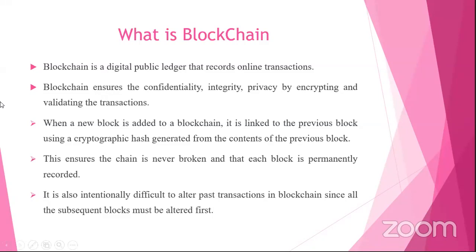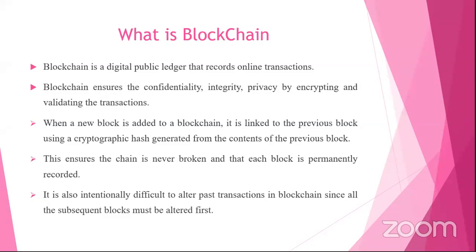Other services: blockchain ensures confidentiality, integrity, and privacy by encrypting and validating the transactions. Transactions here mean not only sending and receiving cryptocurrencies, but also things like deploying smart contracts, which is also a transaction in the blockchain network. When a new block is added to a blockchain, it is linked to the previous block using a cryptographic hash generated from the contents of the previous block. I will demonstrate how we connect the previous hash with one simple blockchain. This ensures the chain is never broken.